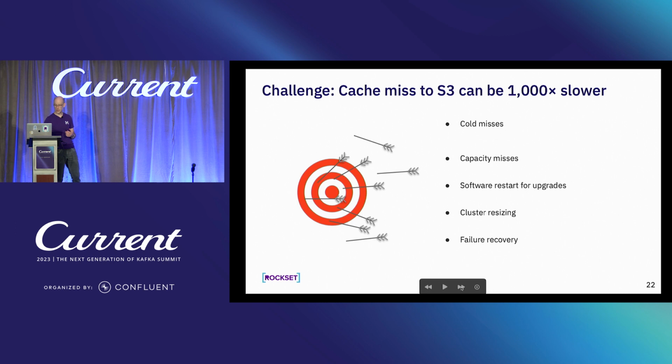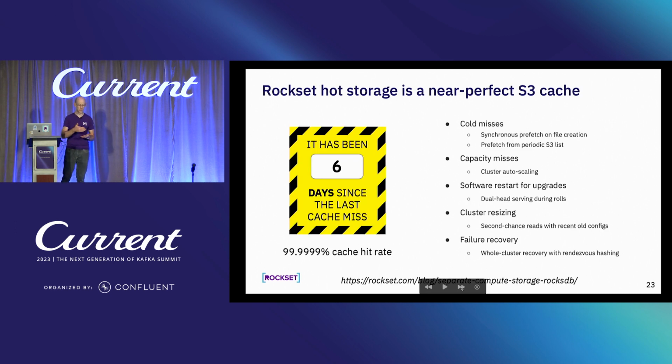So we've gone through and very carefully addressed each one of these. We got rid of cold misses by doing a synchronous prefetch, and in case we missed the synchronous prefetch, we also list from S3, so we get a double chance at that one. We do cluster auto-scaling to avoid capacity problems.